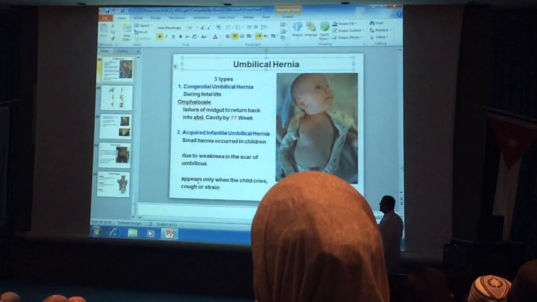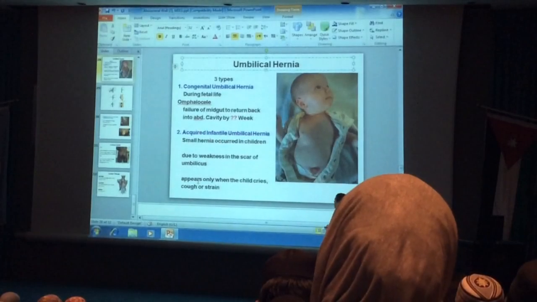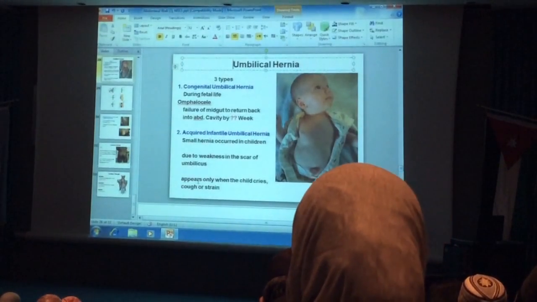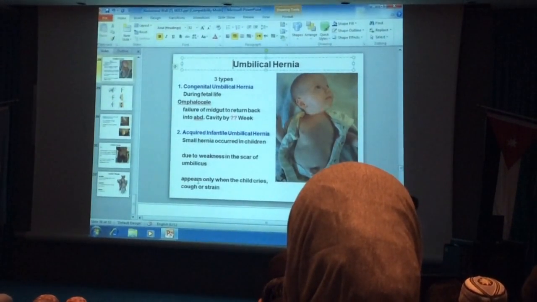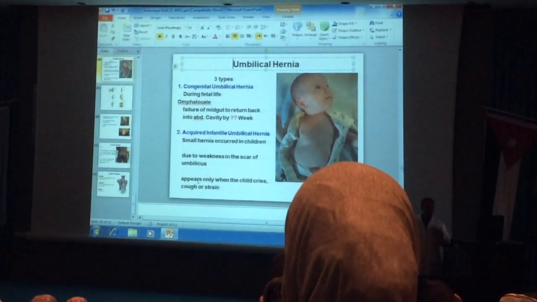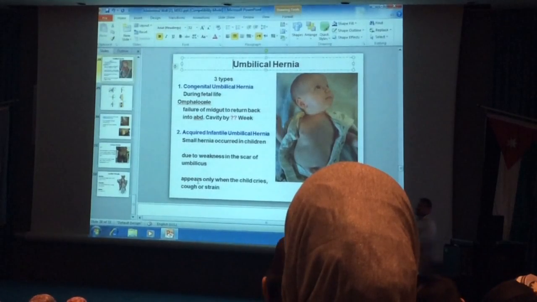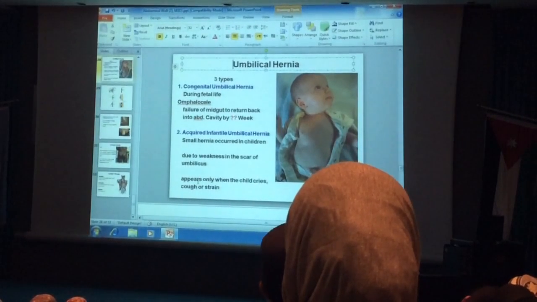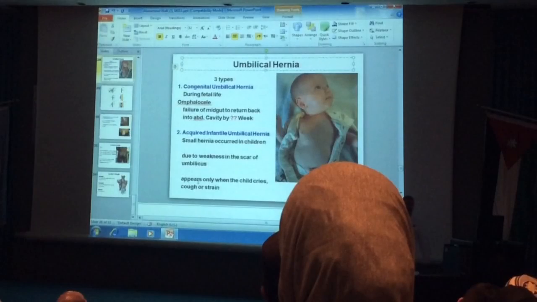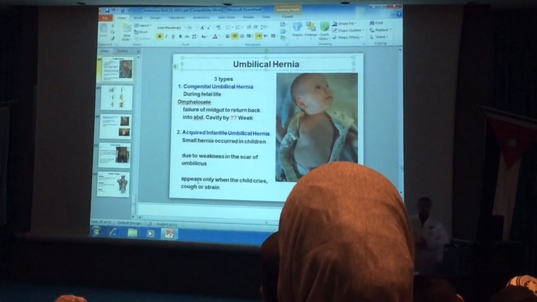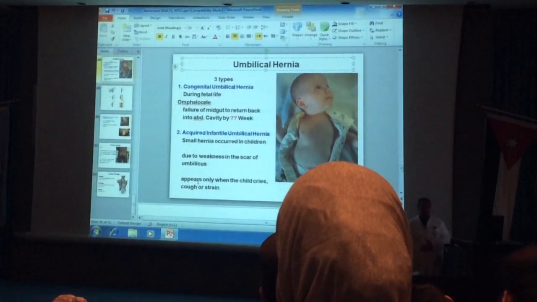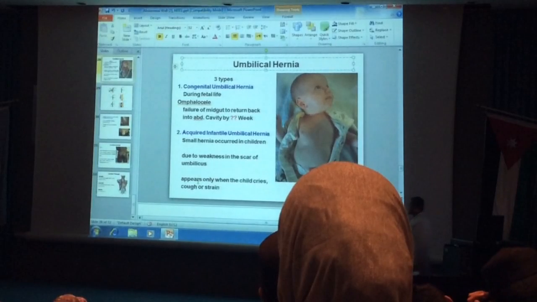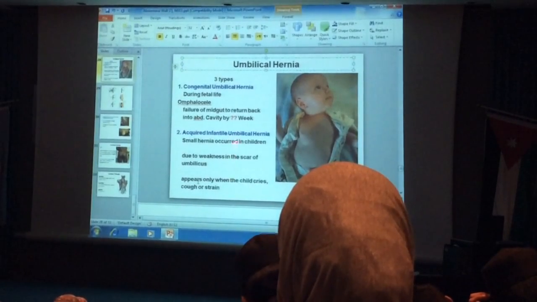So during the first year, or specifically a few months after birth, when the child starts to cry very hard, pushing on himself, because when he cries, he's increasing intra-abdominal pressure, the mother will notice that the area of the umbilicus is bulging as long as he is crying. When he is relaxed, it returns back down again. Okay? This is what we call acquired infantile hernia, or umbilical hernia.